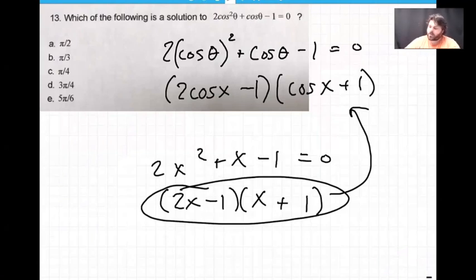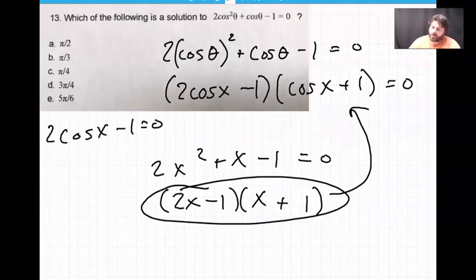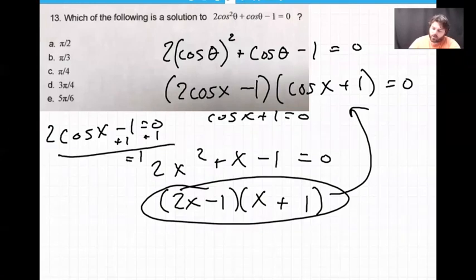Okay, well, remember this is equal to 0, so that means each of these should equal 0. So 2 cosine of x minus 1 should equal 0, and the cosine of x plus 1 should equal 0. Now, if I solve for cosine of x here, I add 1 to both sides. That gives me 1 equals 2 cosine of x, and then I divide by 2. So I'm solving for the cosine. Cosine of x is 1/2.